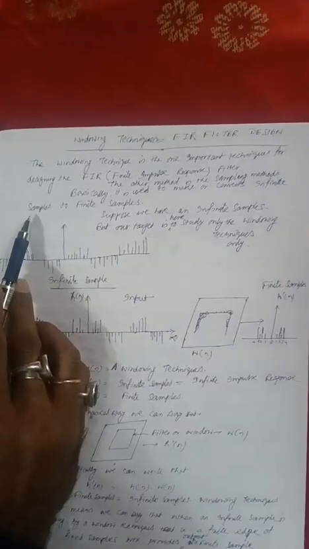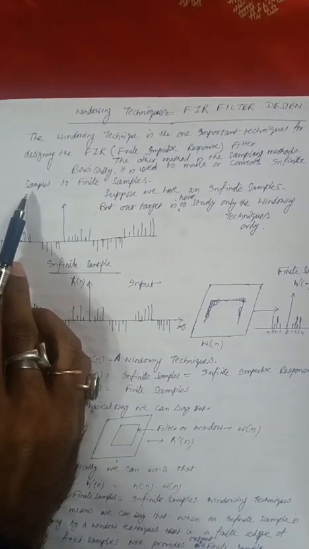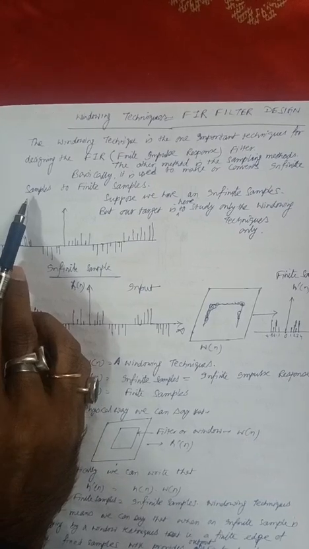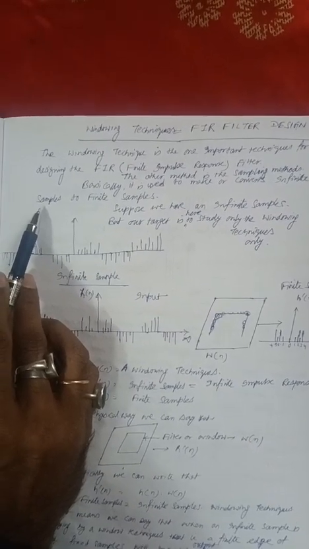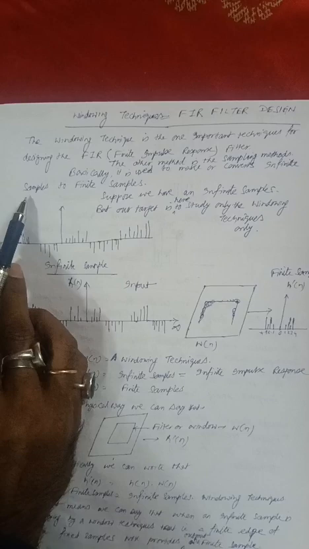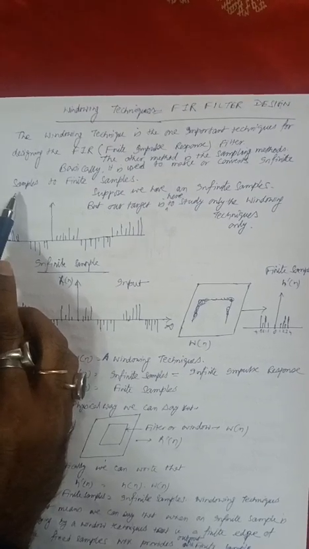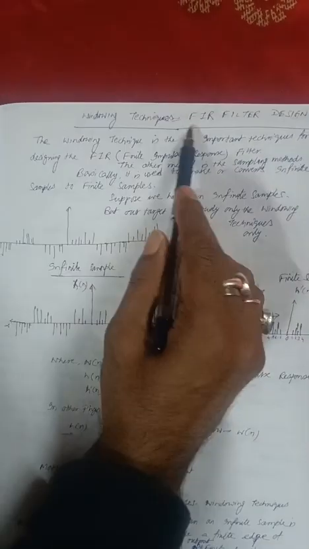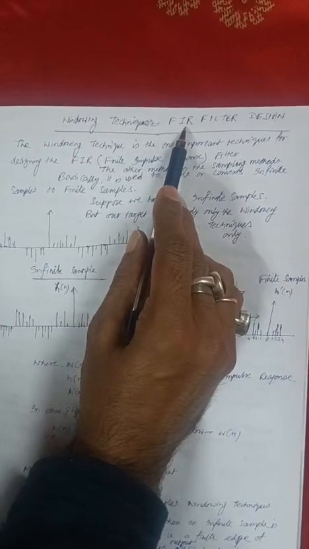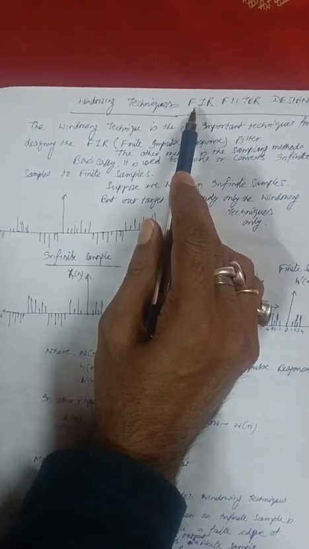We are going to discuss the different windowing techniques, and these windowing techniques are basically used for FIR filter design. From the name FIR, we know the full form is finite impulse response. Finite means a particular sequence is there; it is not infinite. Previously it was IIR, so from IIR we are coming to the FIR filter, right?